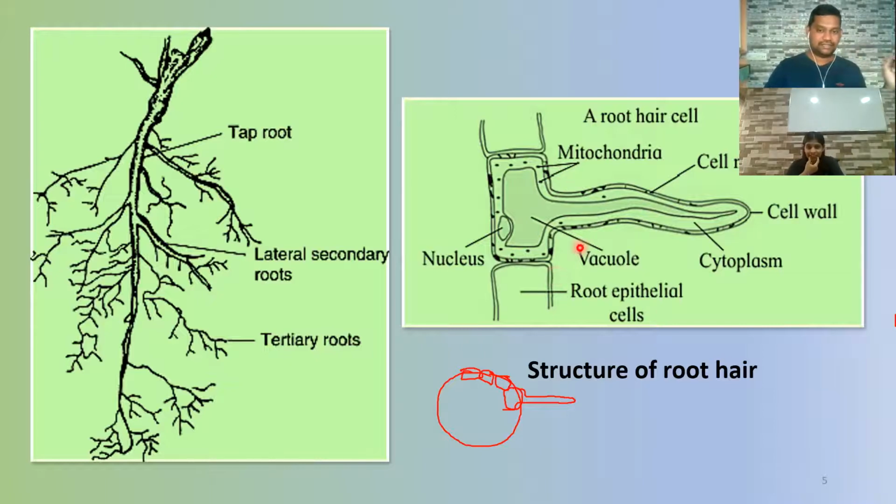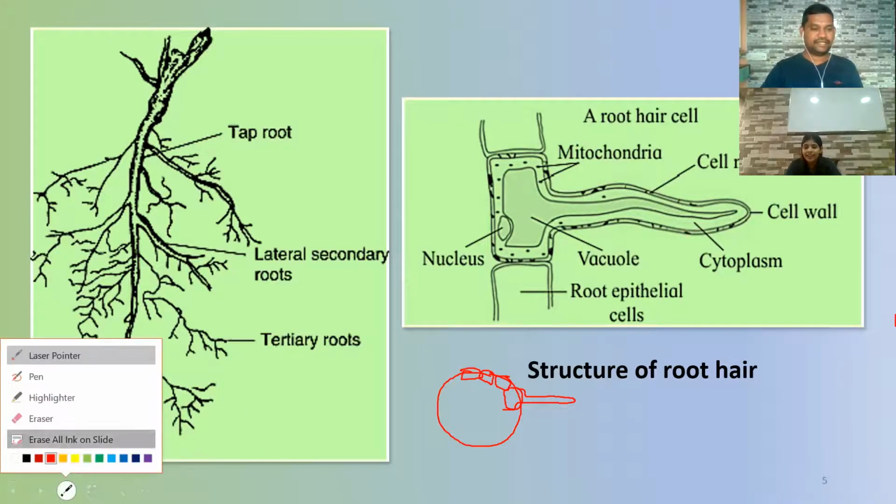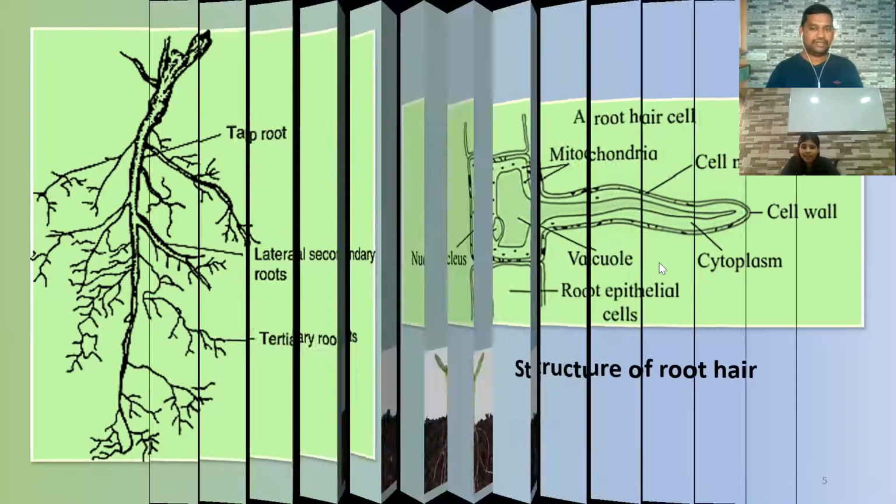But the cell wall of the root hair at the tips is a thin one. It is not very thick as compared to that of the epiblema. As the cell extends, it becomes thin. It has to be thin because absorption happens from there. For that reason, it is not very thick. Understood the structure of the root hair properly? Yes. Okay, that is very important.